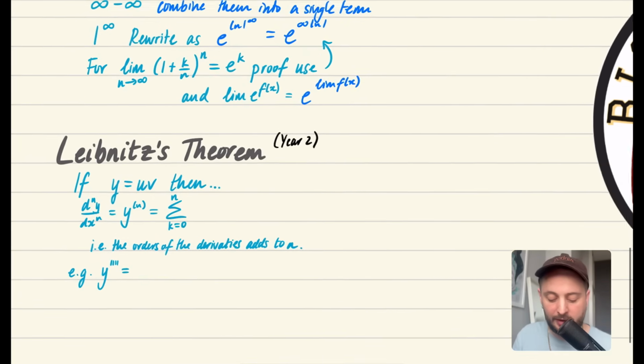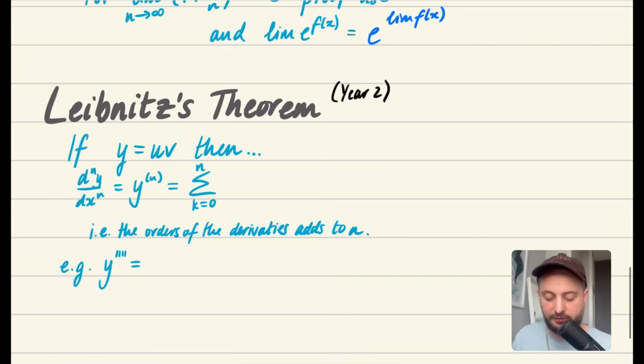Okay, we've now got Leibnitz's theorem. This is all to do with differentiation, of using the product rule multiple times. Of course, this is the year 2 topic that we've got.